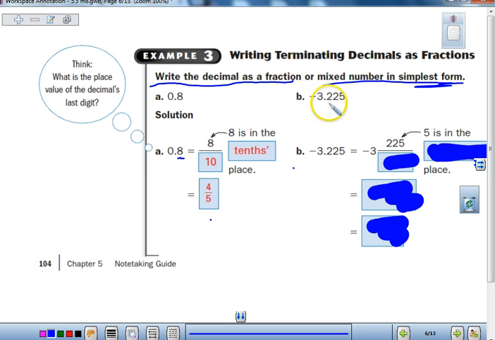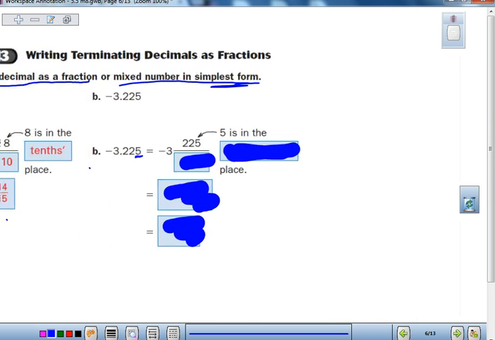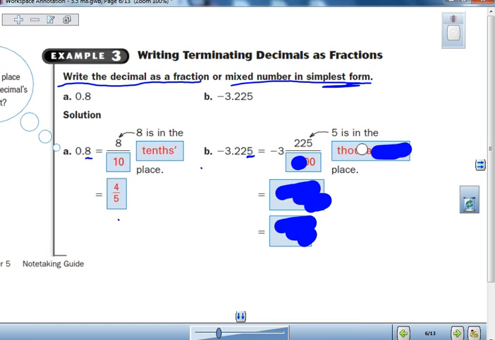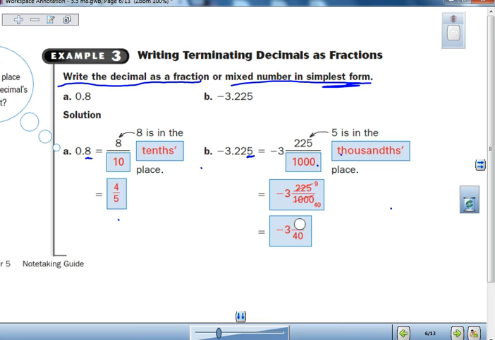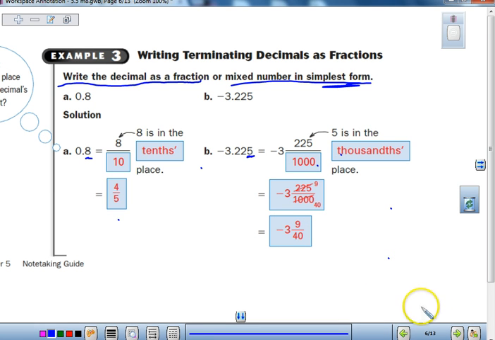What about negative 3.225? If I'm looking at this one, what I want to do first is this negative 3 is going to be my whole number. I'm looking at the place value of the 5, and it is going to be in the thousandths place. So I'm going to put 225 over 1,000. I now want to simplify. That means I want to divide and get a number that goes into both 225 and 1,000. I notice that I can divide both by 25, and get 9 over 40. So my final answer is going to be negative 3 and 9/40. It cannot be simplified further.